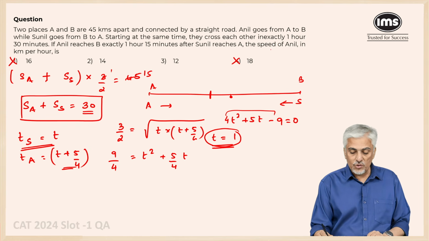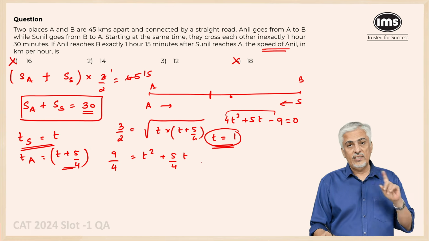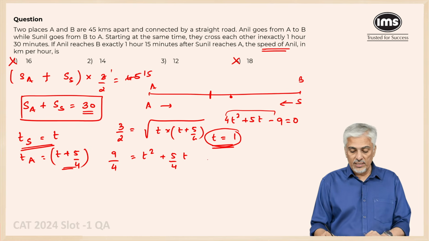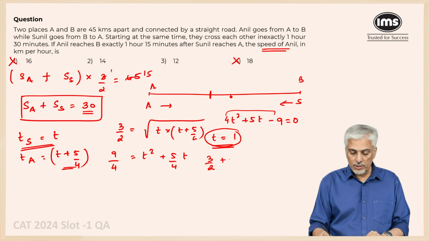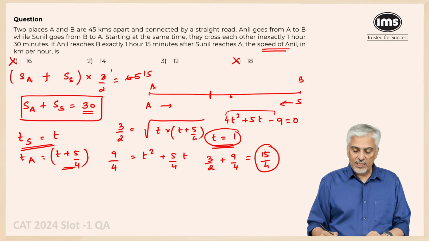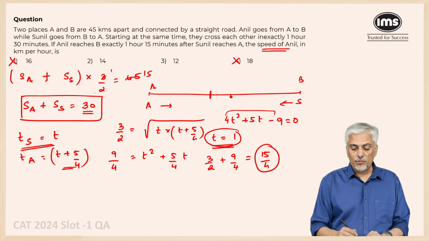So what have they asked for? The speed of Anil they've asked. So time taken by Anil for the whole journey, not only the second part, the whole journey. The first 3 by 2 hours plus again 9 by 4 over here. 1 plus 5 by 4 is 9 by 4. So how much will that become? 6 plus 9, 15 by 4 is the total time taken by Anil for a distance of 45.